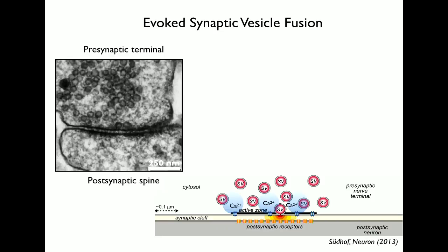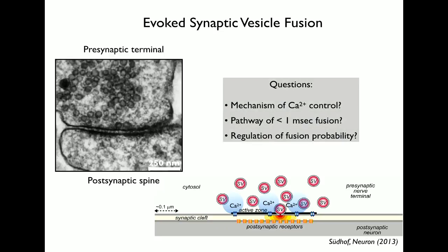So the general principles have been known, of course, for many years, but there are many mechanistic questions which are still very much unclear. For example, what is the mechanism of calcium control, and how is it possible that this can all happen within less than a millisecond? For biological membrane fusion, this is very fast. There are other membrane fusion events, for example viral fusion entry, that happen on a much slower time scale. So this is the fastest known membrane fusion event.